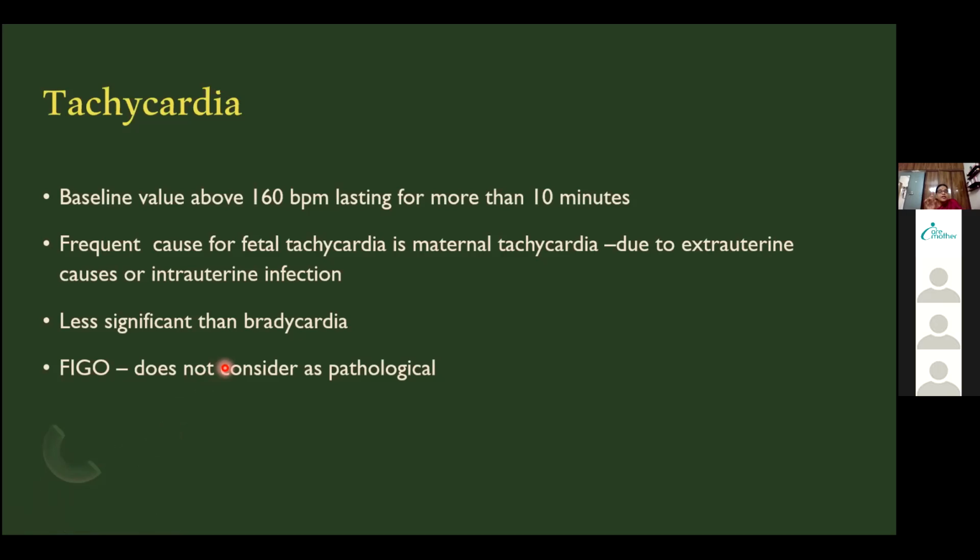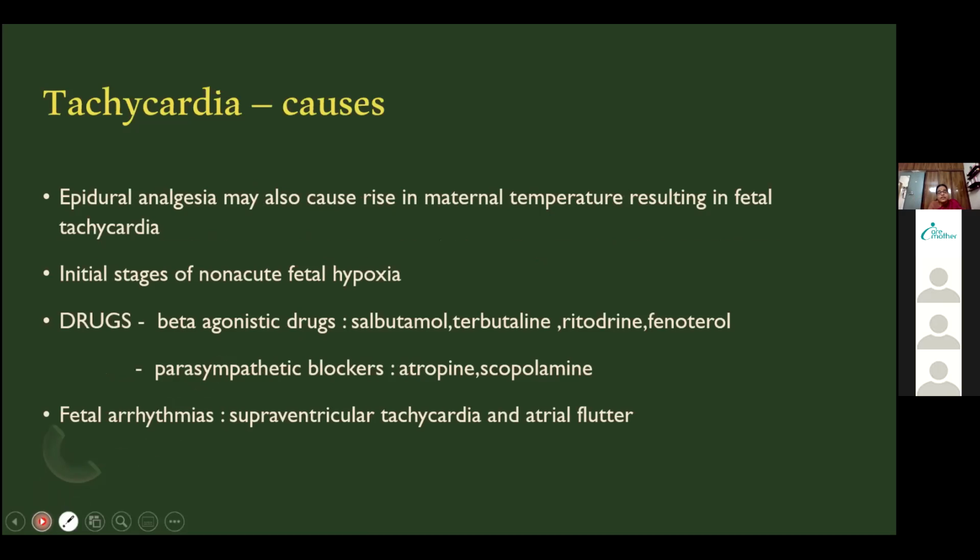Tachycardia is less significant than bradycardia. If the heart rate is around 165 or 170, I may not worry much. But if the heart rate is around 100, I will worry much. And FIGO doesn't consider tachycardia as pathological. It makes it only a suspicious tracing when there is a fetal tachycardia.